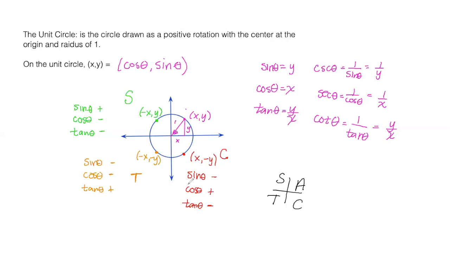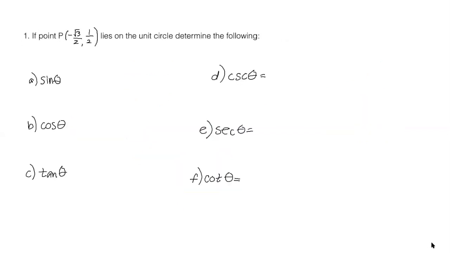Now that I know how to use the unit circle to find values of my trig functions, let's do some examples. Number 1: if point P, negative root 3 over 2 comma 1/2, lies on the unit circle, determine the following. So we just learned on the previous page that the coordinates x, y, if located on the unit circle, are equal to cosine theta, sine theta. So if I'm looking for sine theta and this point lies on the unit circle, I'm just looking at the y coordinate, so that's a half. Cosine theta is my x coordinate, so that's negative root 3 over 2.